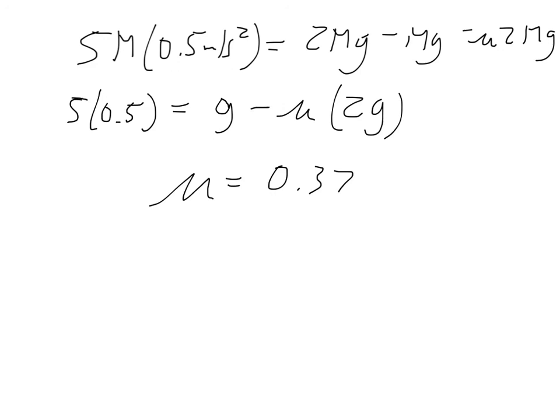We also need to use, in our F-net equation, the total mass of the system. That's 2m from the hanging mass, plus 2m from the mass on the table, plus the other hanging mass, m, for a total mass of 5m.